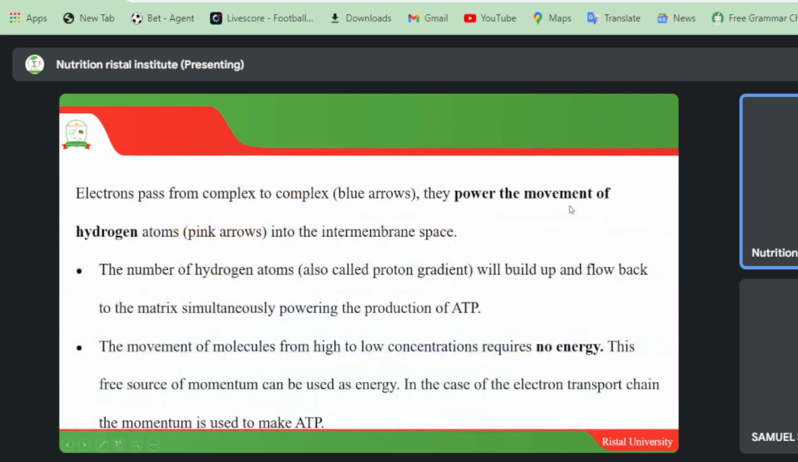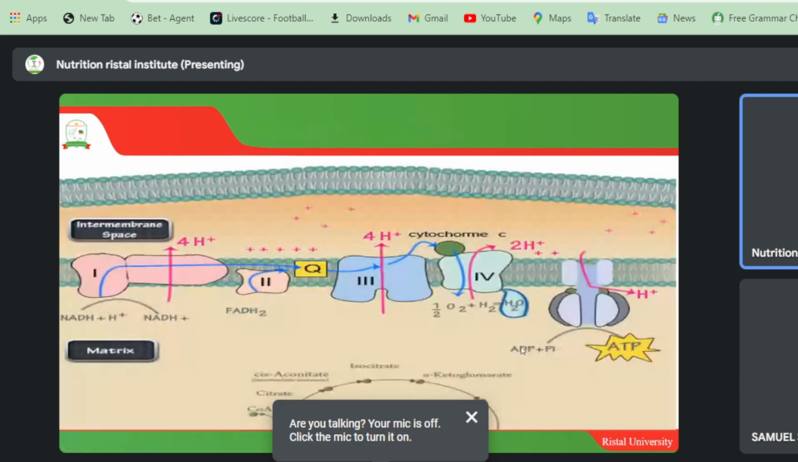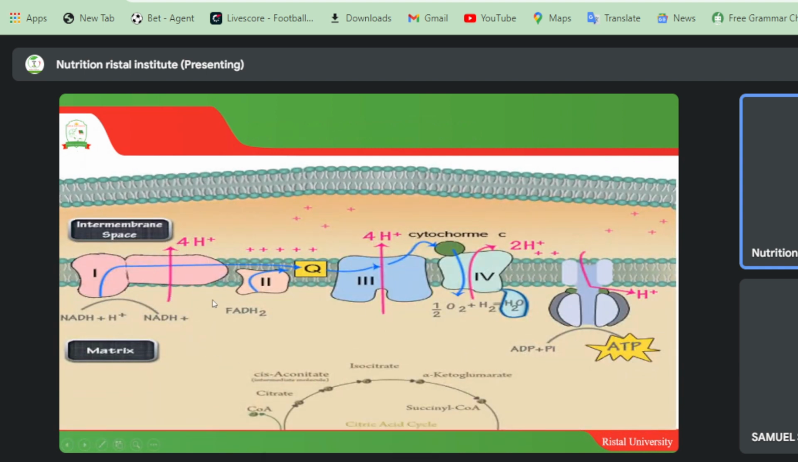Now let's get back to our notes. Electrons pass from complex to complex, which is complex 1, 2, and 3, and also cytochrome Q and C, and they power the movement of hydrogen atoms, which are the pink arrows we talked about, into the intermembrane space. You see this pink arrow, the hydrogen ions, they are pumped up.